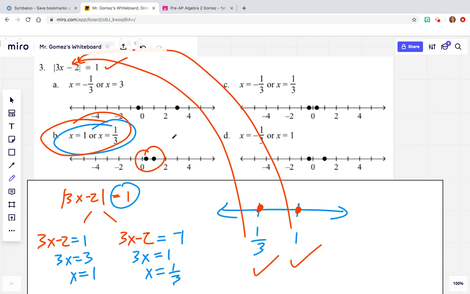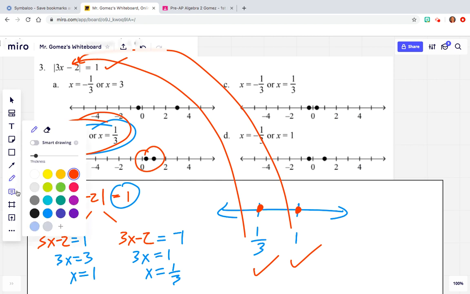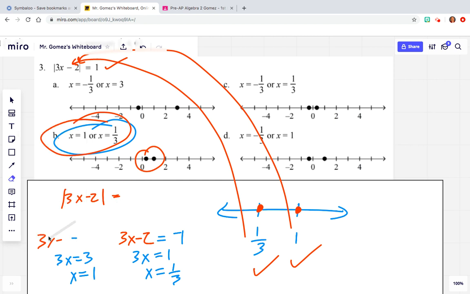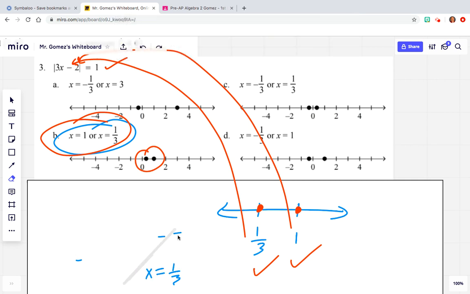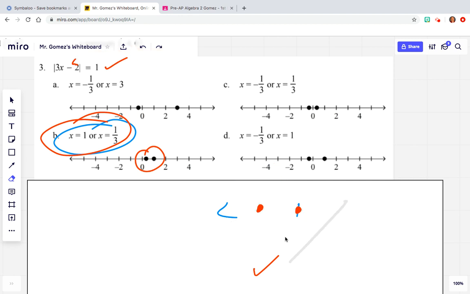All right. So now let's move on down. Let me erase a couple things. And then we will go for number 4. Okay, so let's move this up now.